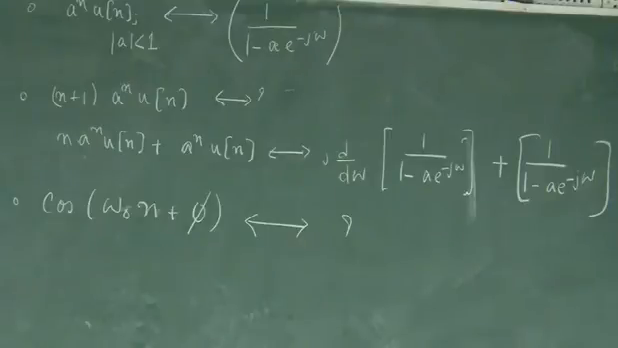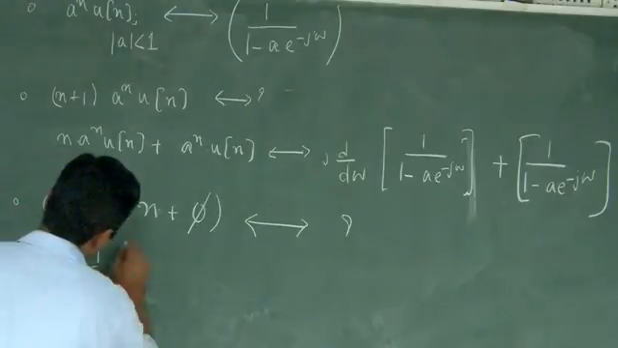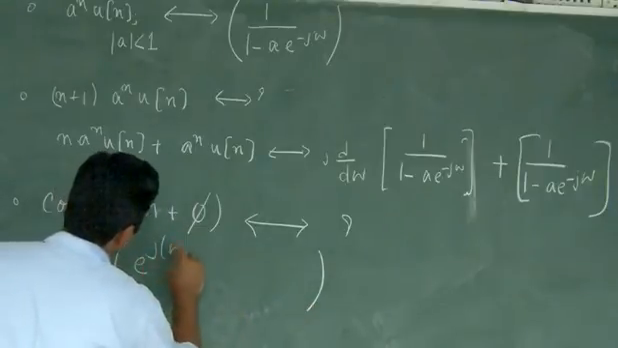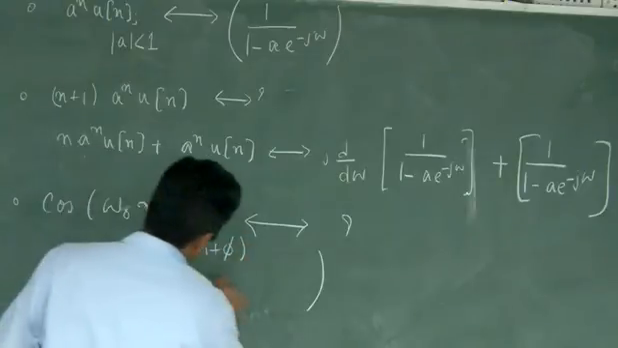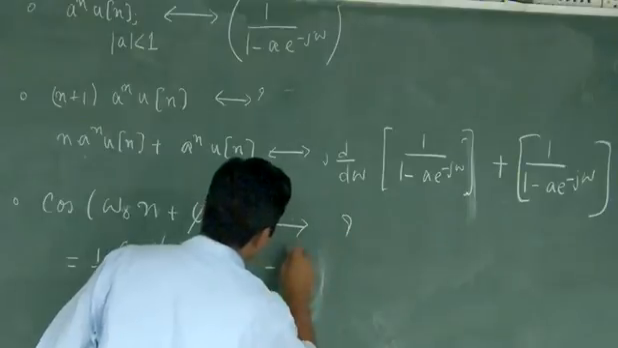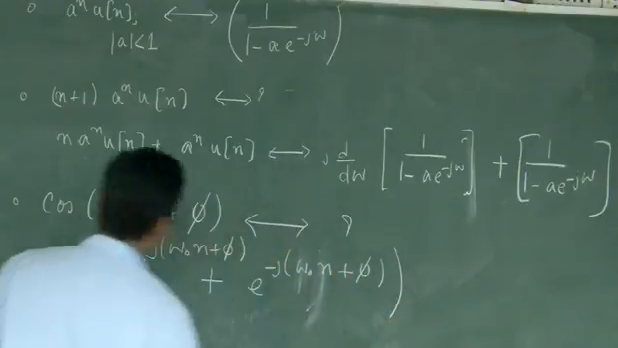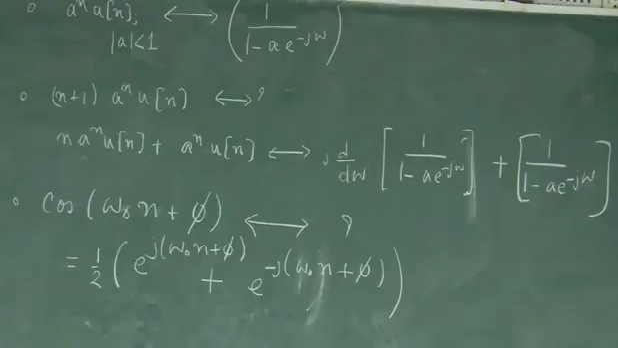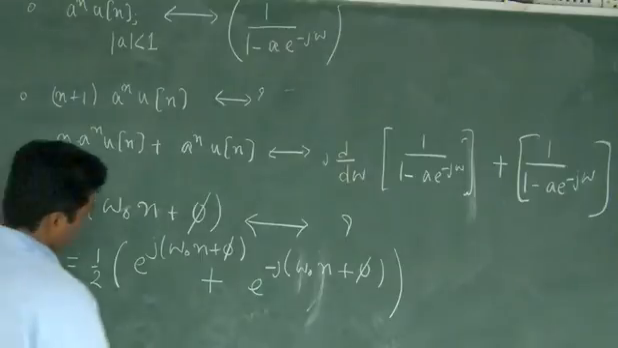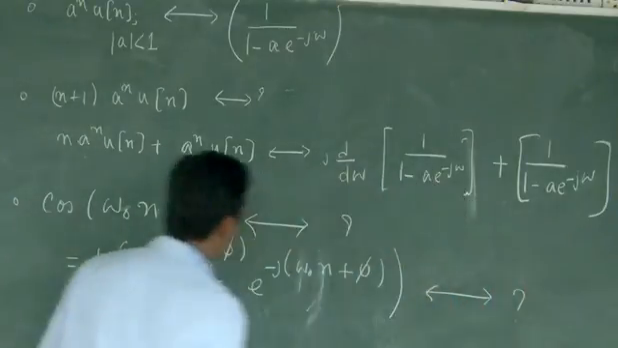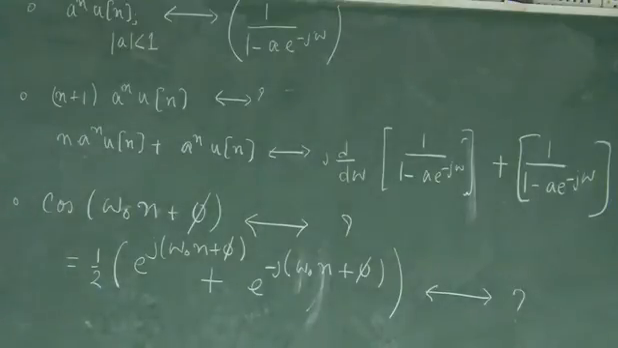We've just done this for e to the j omega naught n, right? So how would you do that? So you just write this as plus what? Right? So you can apply this result here. Okay?